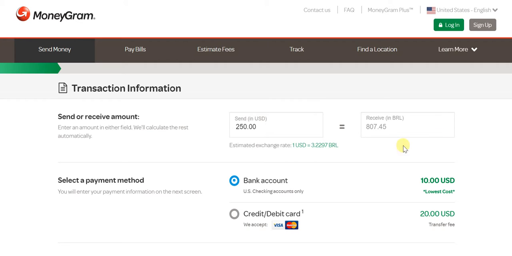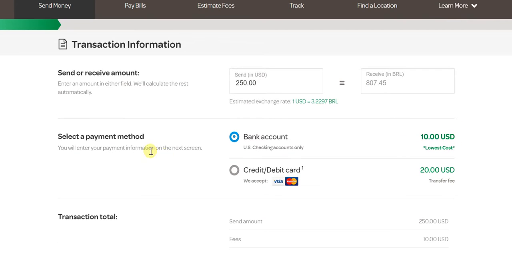So that's again a big advantage over here, that you clearly know that okay, this is the exchange rate that is being taken, which is why for this particular send amount, this is the receive amount which is being arrived at. So with that in place, let's look at the payment methods.